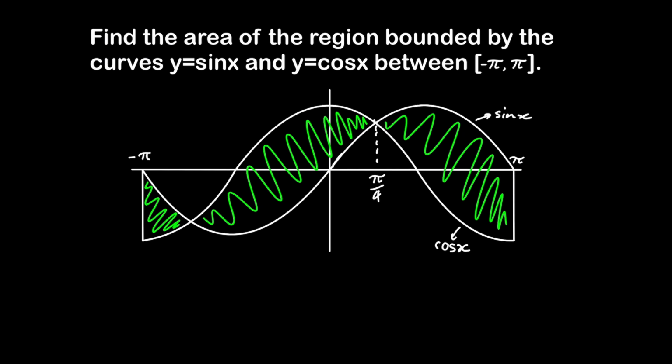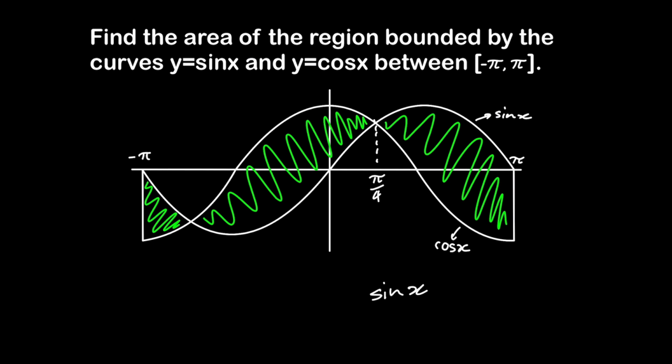So it's where sine of x goes from being below cosine of x to being above cosine of x. And the reason why that's important is because then we have to change what's inside our integral. And I'll show you what I mean. But first, let's find out what this point actually is.